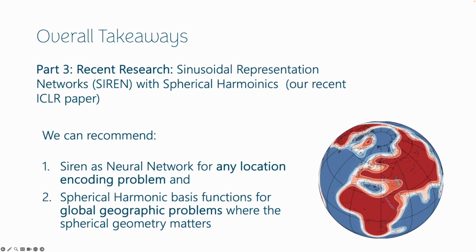And the third part, on a location encoding paper where we analyze both of those lines in depth, is that with the Siren, the sine activation functions, we would recommend that clearly for any location encoding problem over a ReLU network. And spherical harmonics are a good choice for geographic data at global scale where the spherical geometry matters.